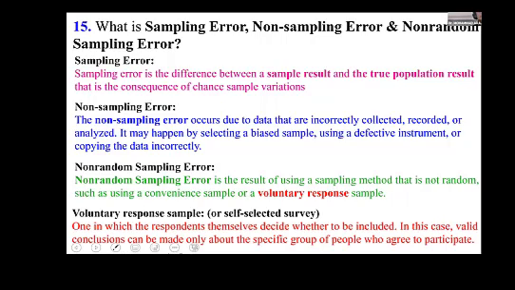Finally, voluntary response: one in which the respondents themselves decide whether to be included. In this case, valid conclusions can be made only about the specific group of people who agree to participate. So various errors can happen. The sampling error is important. It could happen by chance because there's a difference in size, and that's why random sampling is important and the size is also important. Non-sampling error, normally, is when there is some sort of a mistake involved.